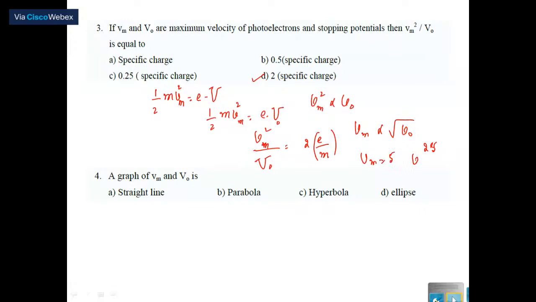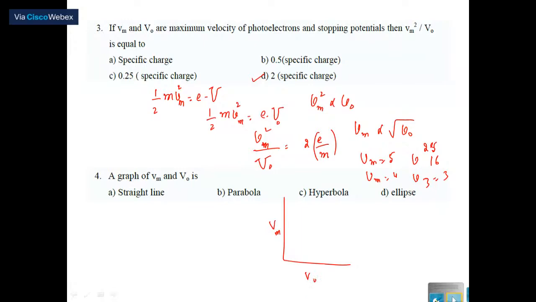And V naught is equal to, let us say, next one is 16, then Vm is equal to 4. Let me take the exact squares only. And V naught is equal to, let us say, 9, then Vm is equal to 3. When you plot a graph of this, you get a straight line. This is a graph of Vm versus V naught.